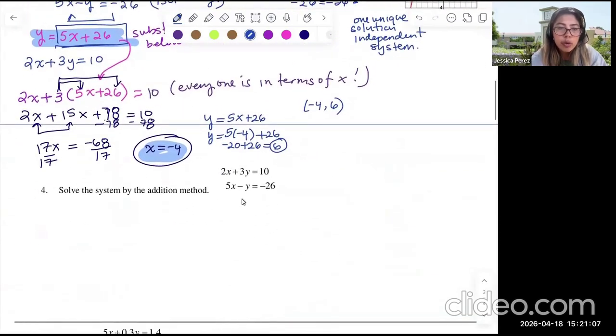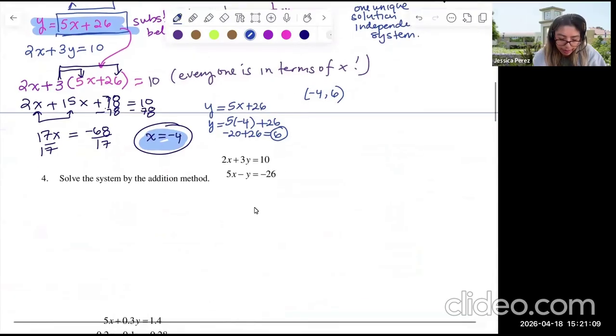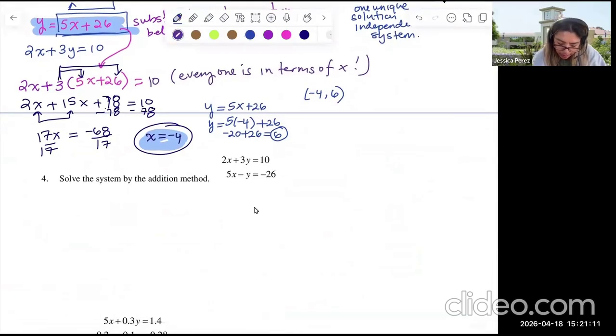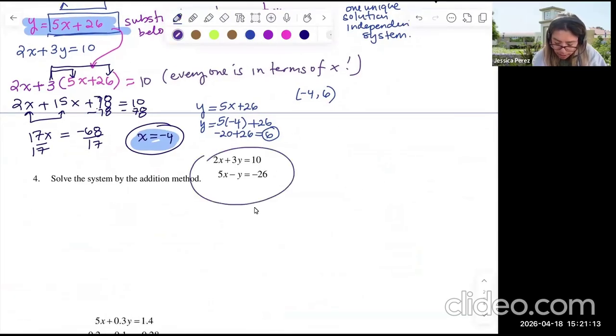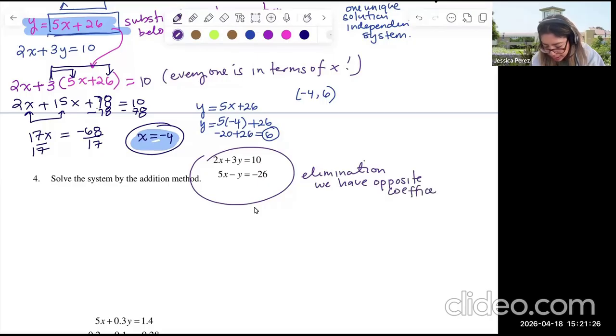Now we're going to do the same question. Now we're going to use the addition method or elimination method. So now when we're doing elimination or addition, we want to make sure we have opposite coefficients. What does that mean? So I notice that I have a positive and a negative sign, a plus and a minus. That means that's the variable that I'm going to eliminate.